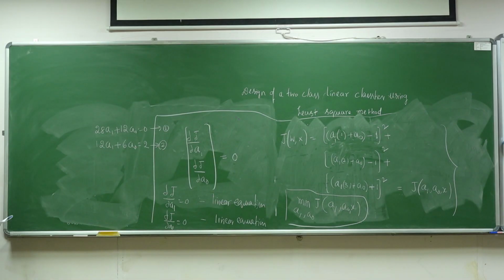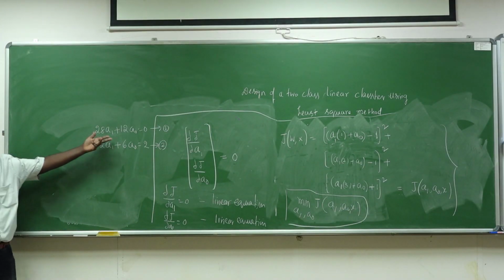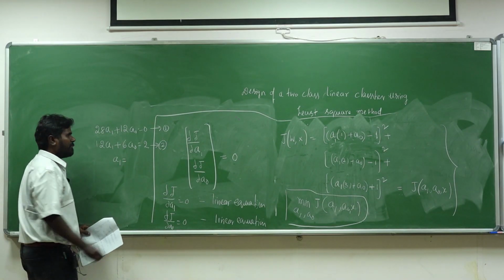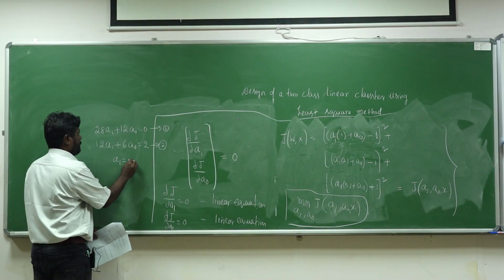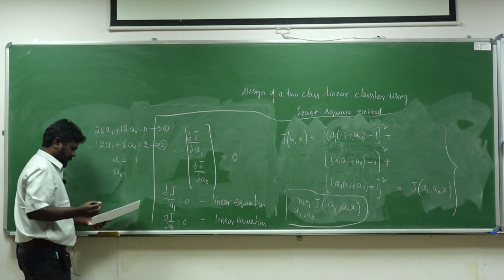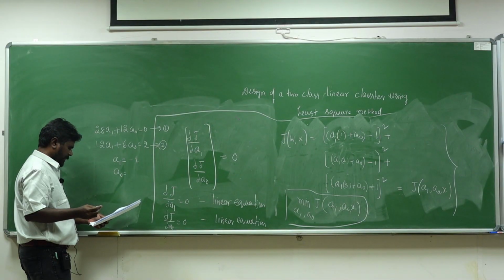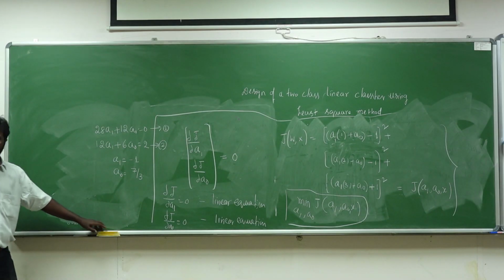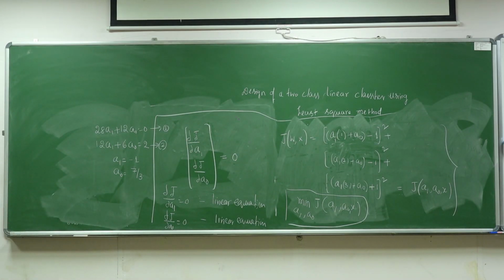Now can you solve this? What do you get? You know how to solve two linear equations, right? It's easy, we don't have any problem. So what are a1 and a0? I'll give it straight away: a1 is minus 1 and a0 is 7 by 3. So these are the parameters that we got for the linear function.